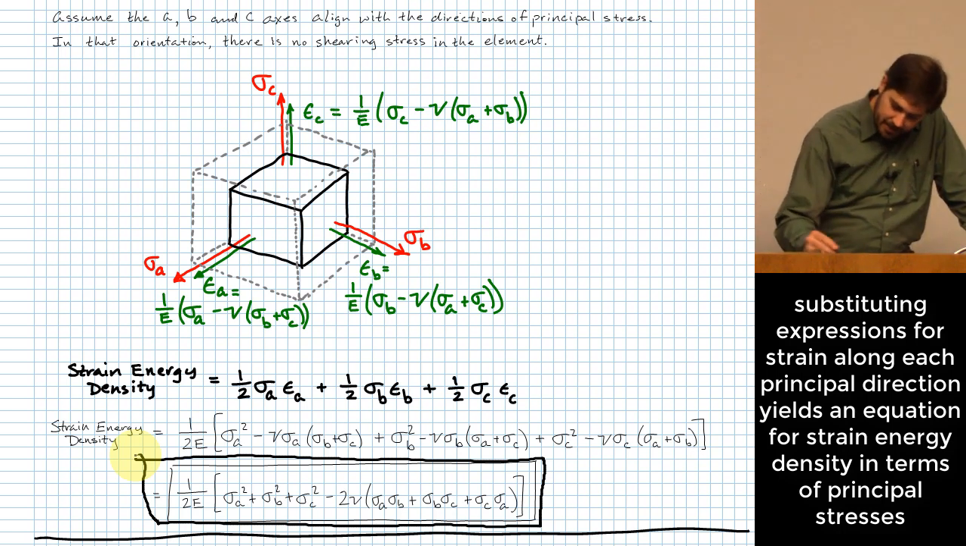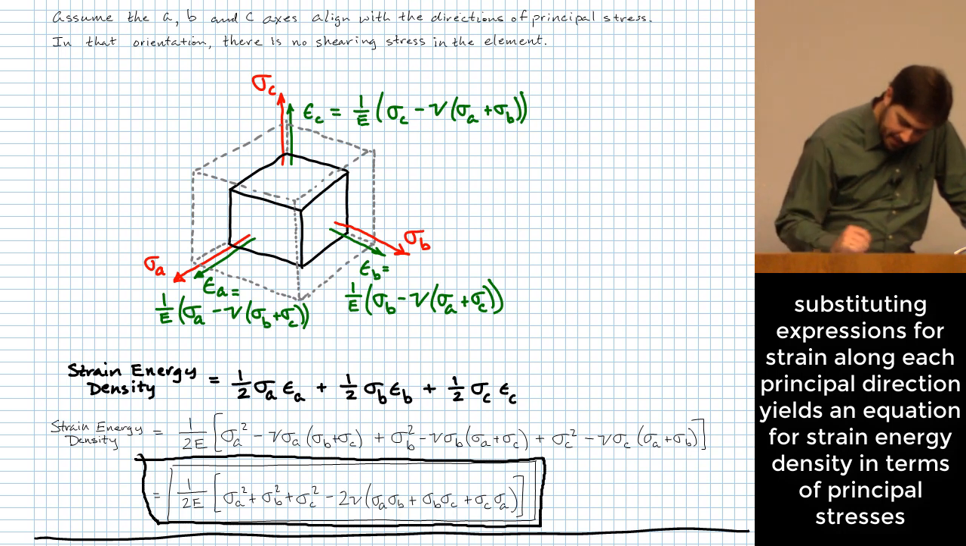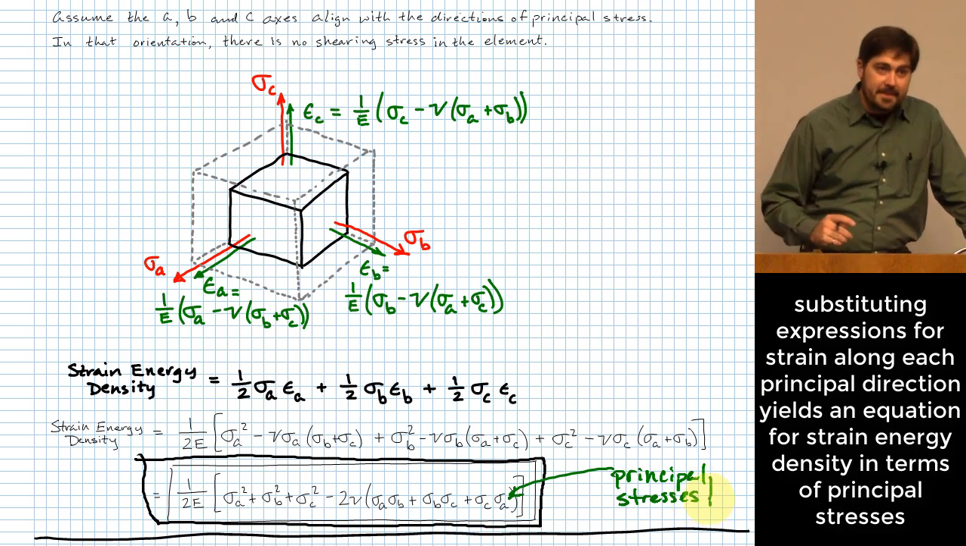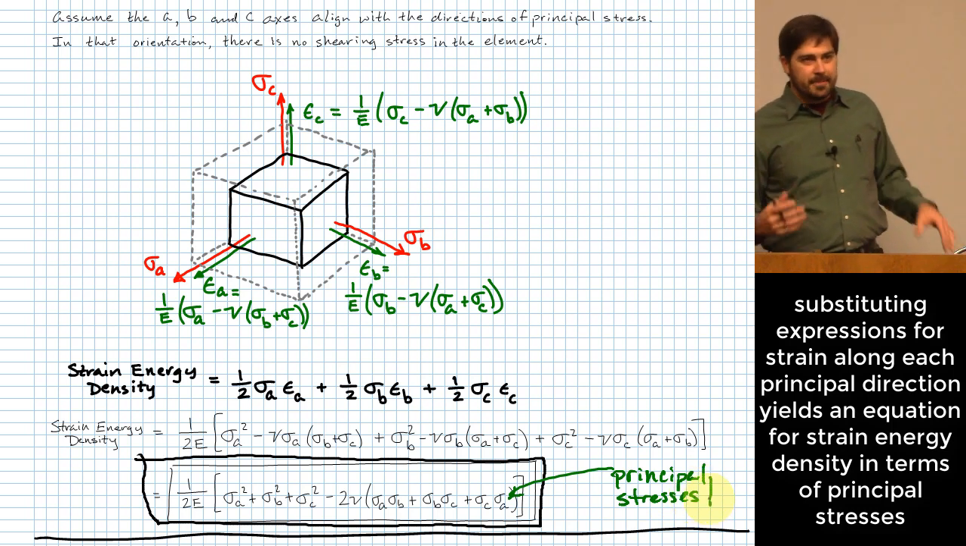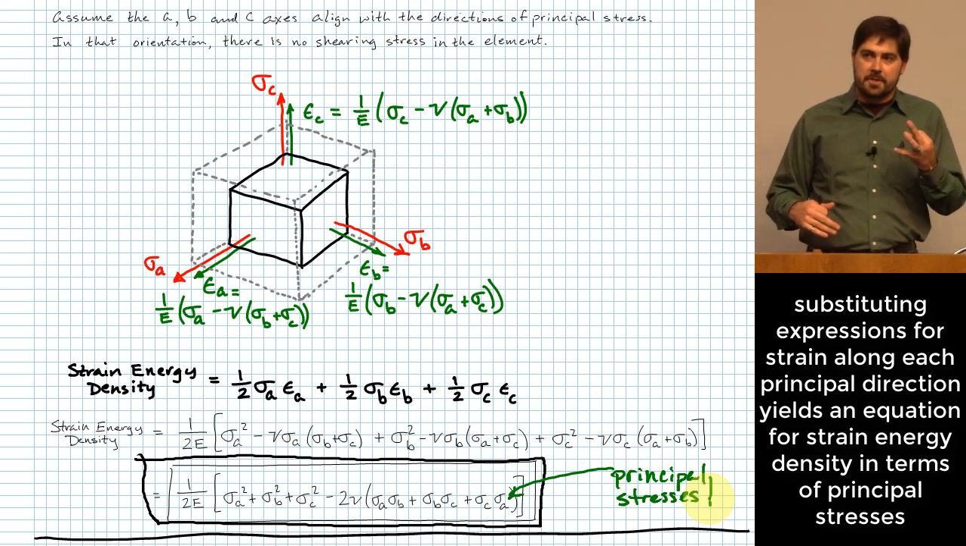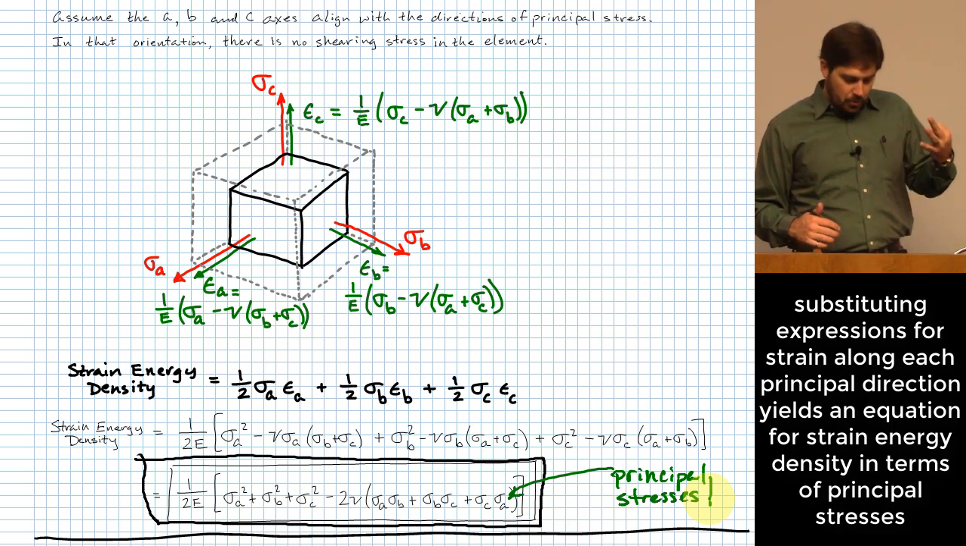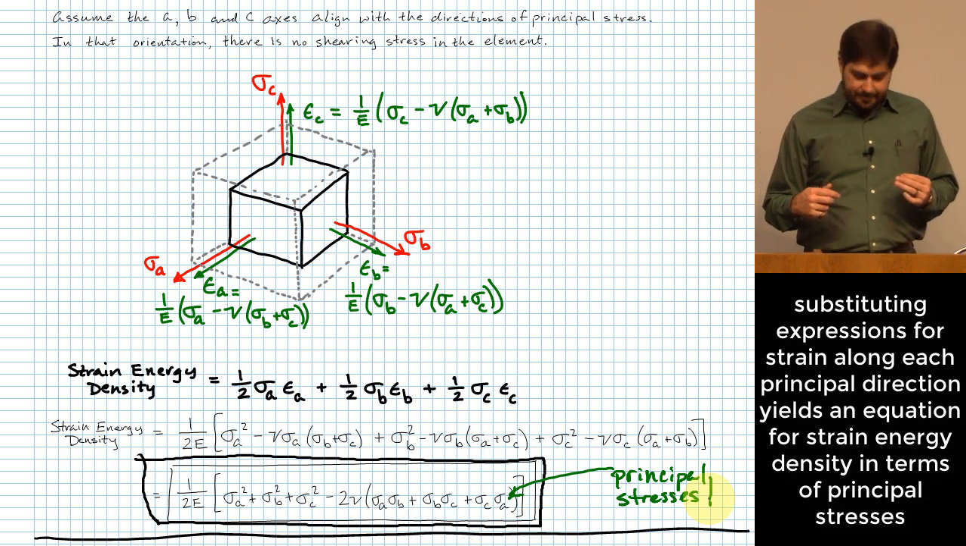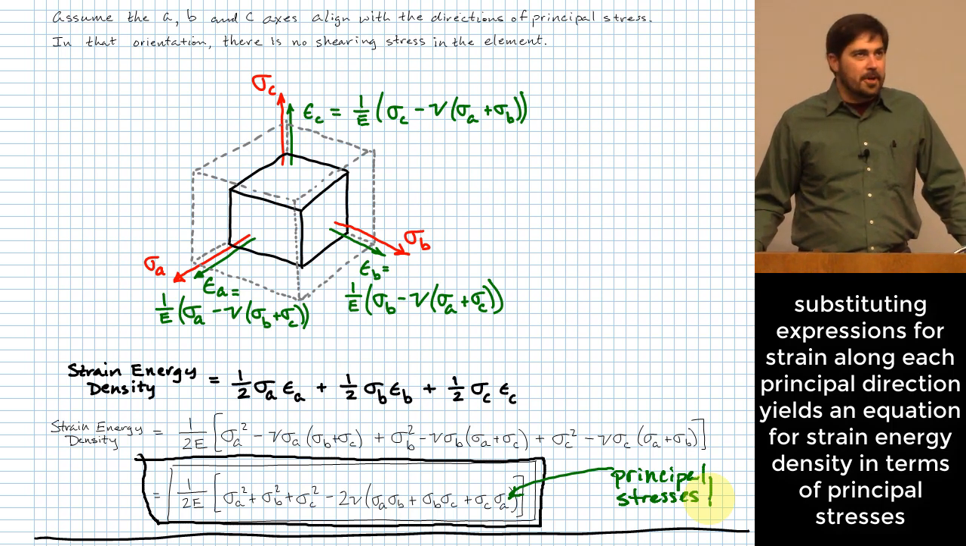So keep in mind, these are principal stresses. I'm going to write that here because it's really important. Don't forget that that's what you need in order to use this equation. You need your 3 principal stresses in order to be able to figure out your strain energy density using this formula. Okay? Good so far?